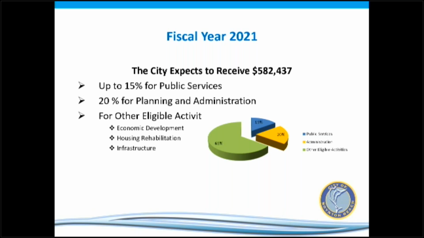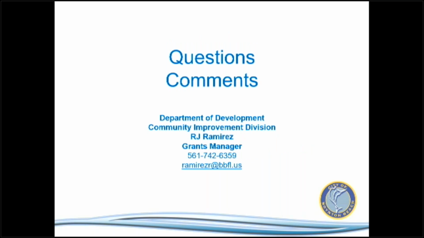For fiscal year 2021, the allocation that we expect to receive is about $582,437. Up to 50% of that is going to public service, which is about 87,000 and change. Then 24% of that is going to planning and administration, which is about 116,000. And the rest of it, which is about 378,000, goes to other eligible activities such as economic development, housing rehabilitation, and infrastructure. All right, so do we have any questions at this point?